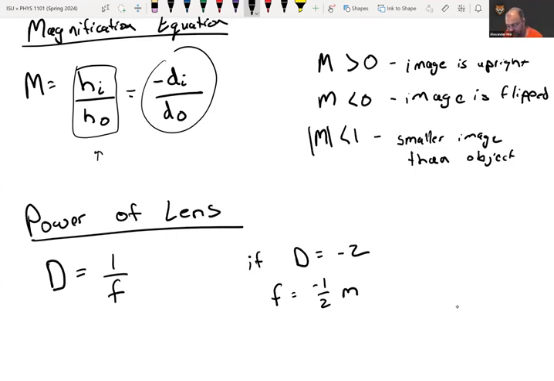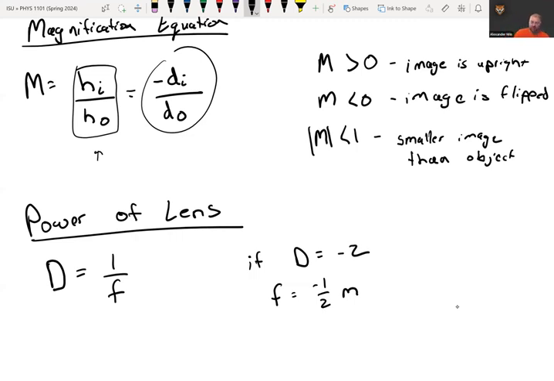Now, the reason they don't just use the focus, the reason they take the power, is that as your focus gets smaller, remember, that's a tighter and tighter lens. The lens is distorting the light more and more because you're getting a smaller and smaller focal length, which means the lens is affecting the light a lot more. It's more and more different from just straight glass.